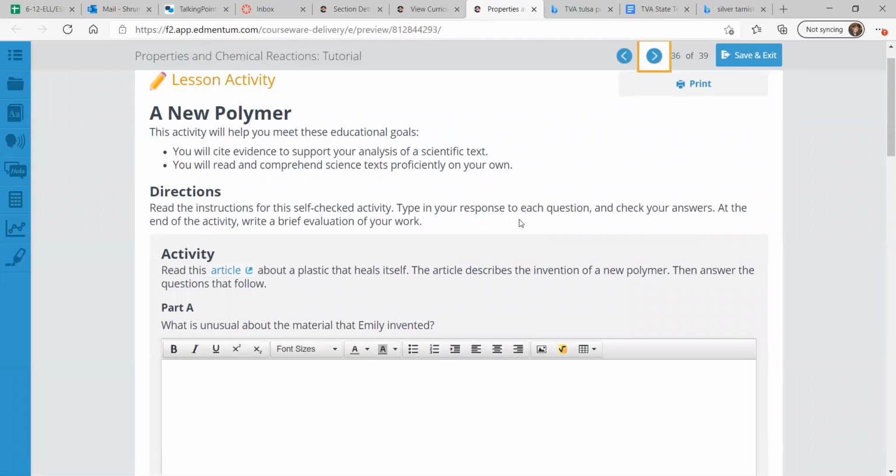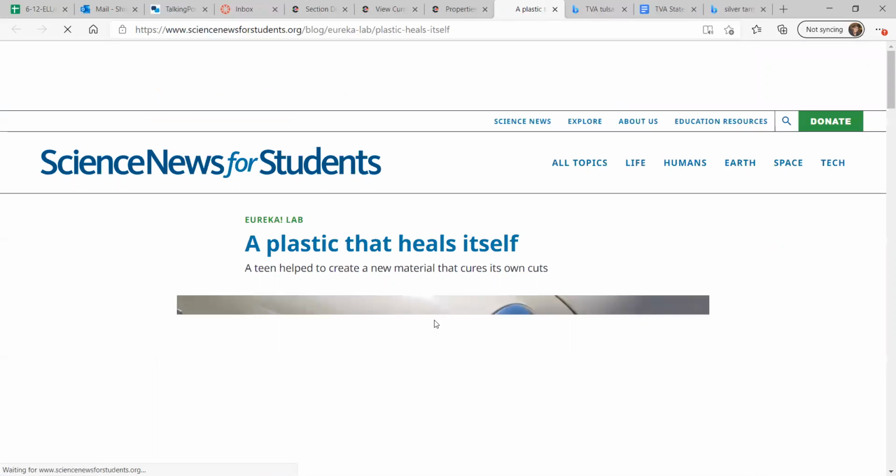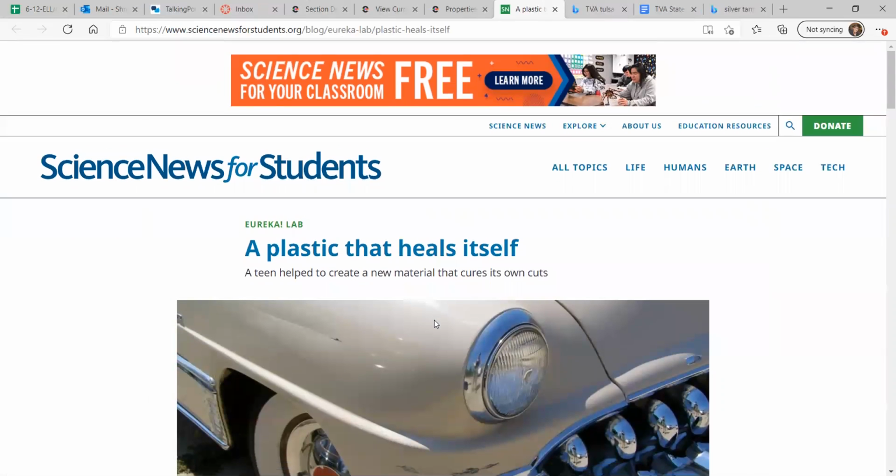So polymers, that's another word for plastic. The invention of a new polymer can help with plastics, and this article links us to it. If my screen will load. Here we go.